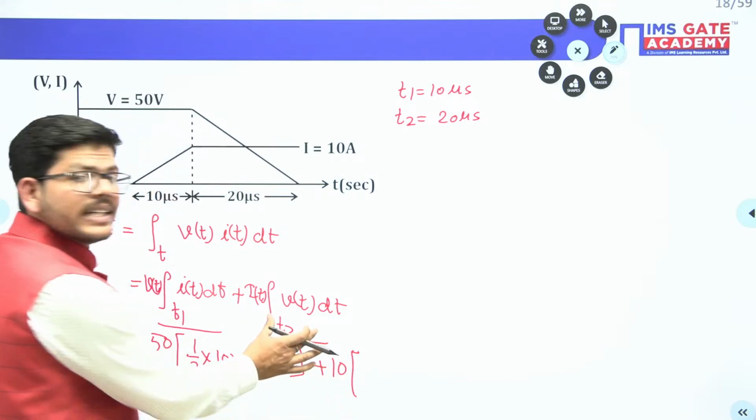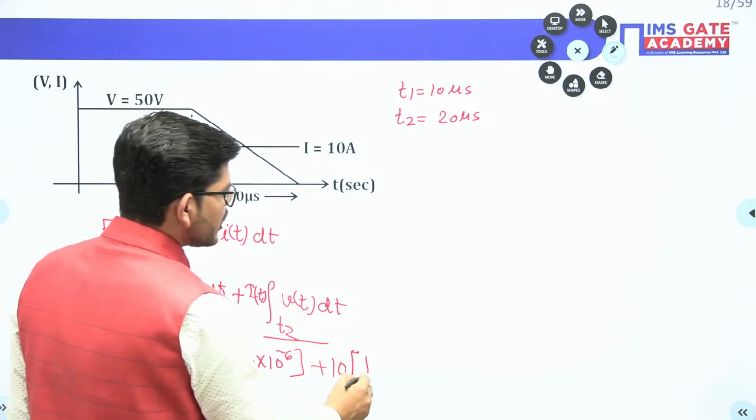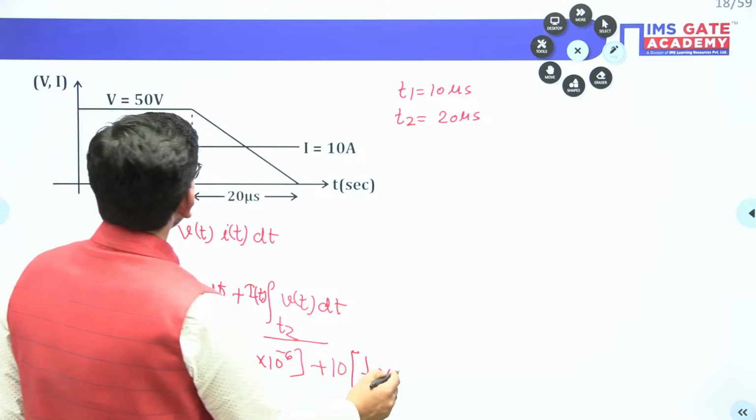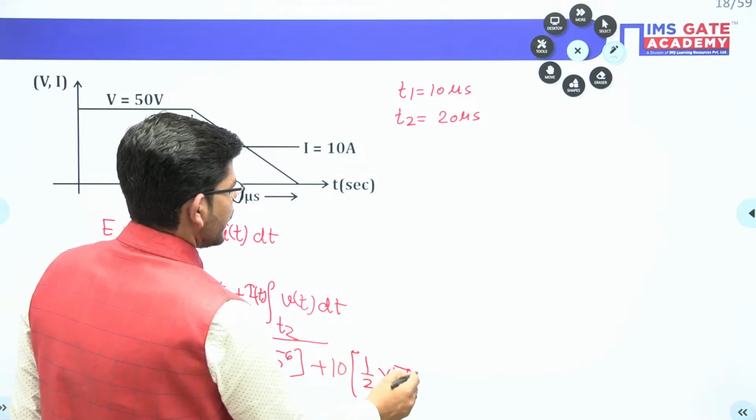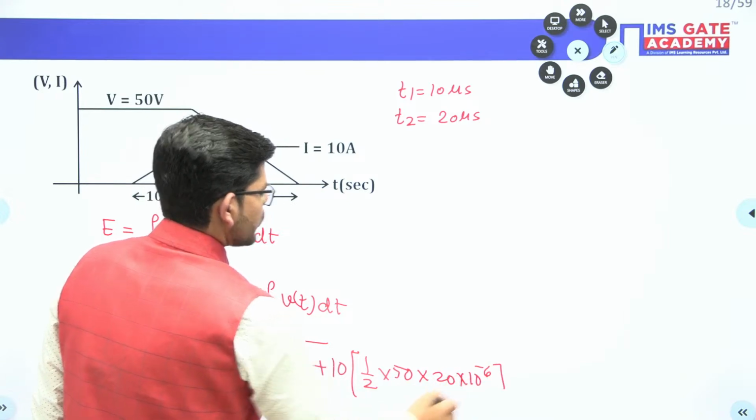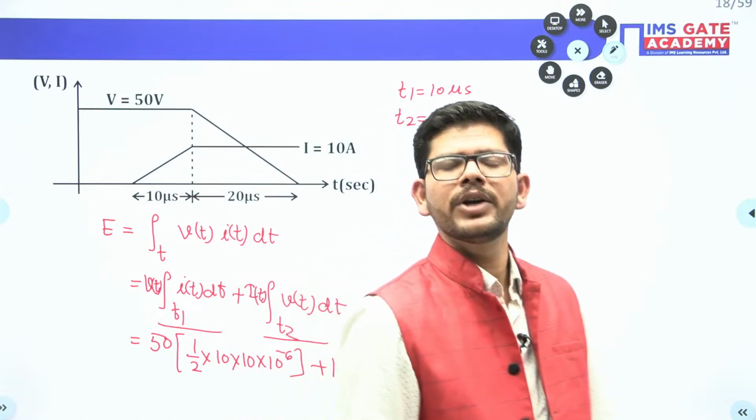and this represents the area under the voltage curve. So how do you calculate the area under the voltage curve? Again, it is a triangle. So how do you calculate it? 50 into 20 microseconds. Okay. Now solve it, guys, and tell me what is going to be the answer.